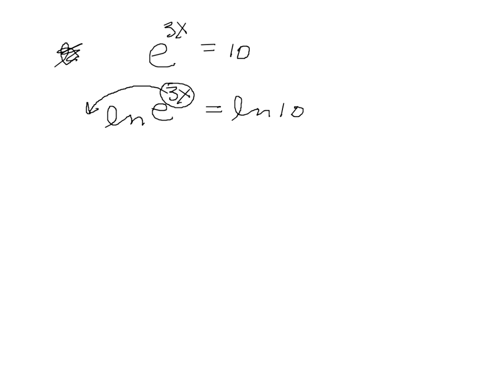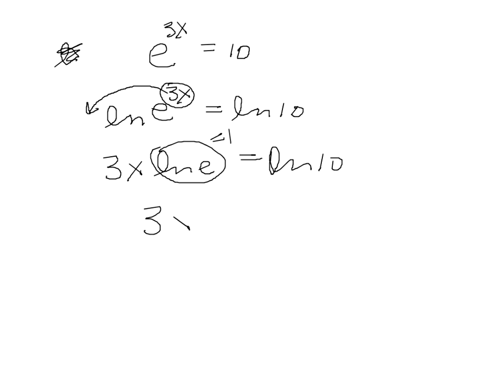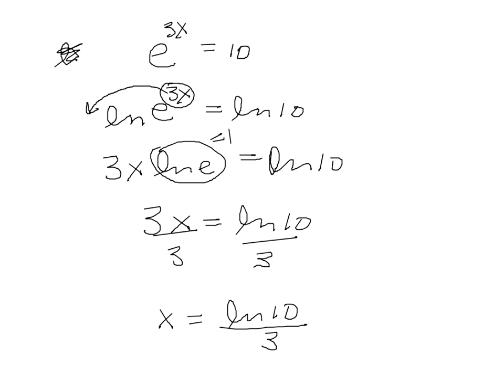On the left side, we do what we were doing before. So 3x ln of e equals ln of 10. So ln of e is equal to 1. So I get 3x is equal to the natural log of 10. Divide both sides by 3. I get x equals ln of 10 over 3. And this part is in parentheses. Okay, so you do in your calculator, if you type it in just like this, ln of parentheses 10, close parentheses, divided by 3, you'll get your decimal answer.